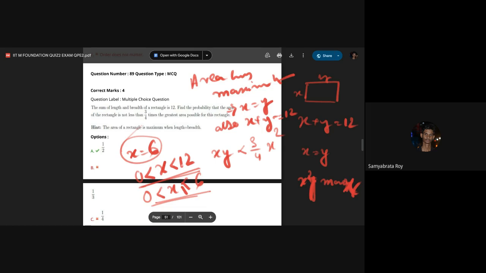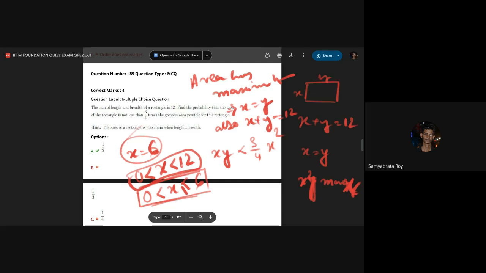6 only. Now I have a constraint that earlier x could have attained any value between 0 to 12. Now, because of the constraint that it couldn't be less than three-fourth times of the greatest possible value, it cannot attain value beyond this range 0 to 6, right?